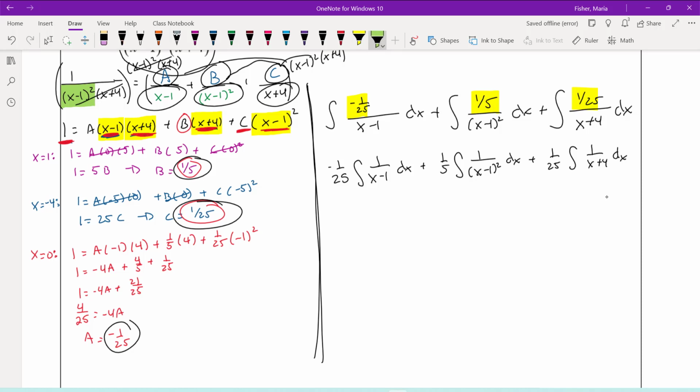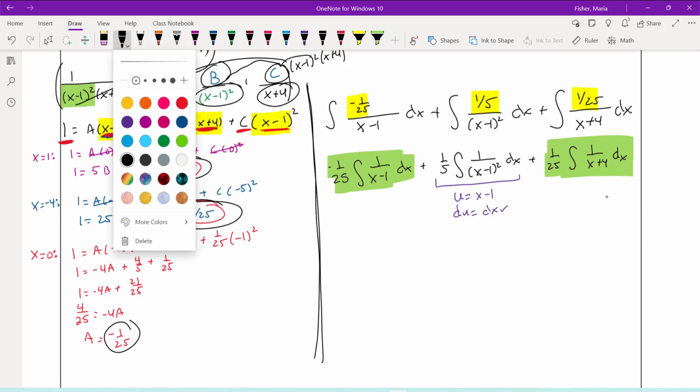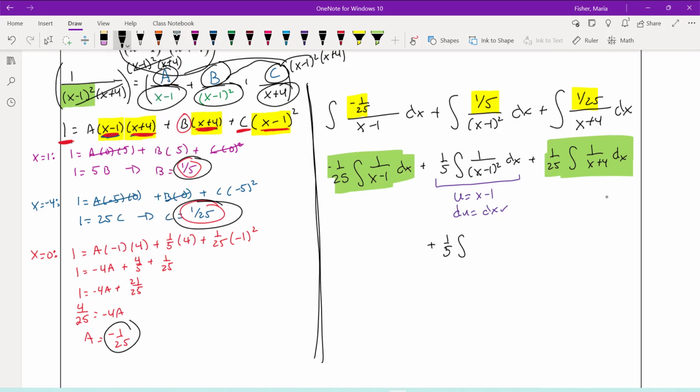Well, I know that this guy right here and that this guy right here are just going to be the natural log of the absolute value, but the one in the middle here I really should use a u sub for. So if u is equal to that denominator x minus 1, the derivative du would equal dx. That's perfect, that's what I have. So we would really rewrite that integral as 1/5 the integral of 1 over u squared du. Well, that's the same as u to the negative second du.